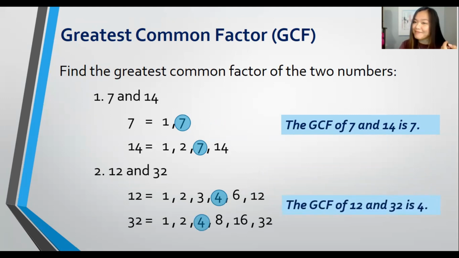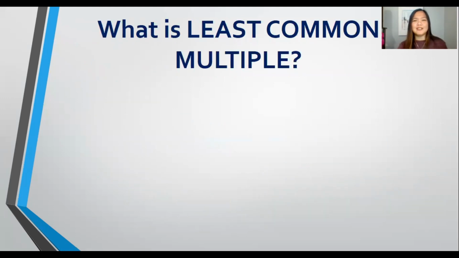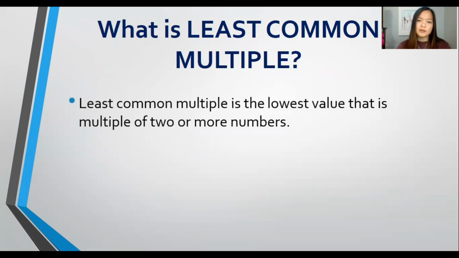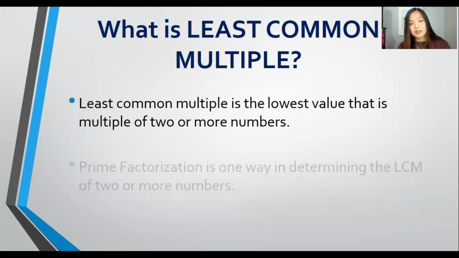Gets mo, sis? Well, ma-recall mo to dati. Now, let's proceed to the least common multiple. When we say least common multiple, it is the lowest value that is a multiple of 2 or more numbers.